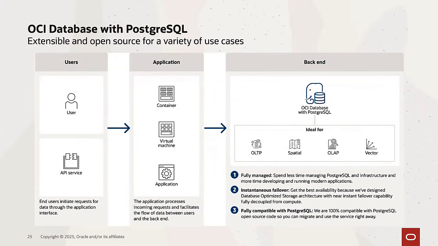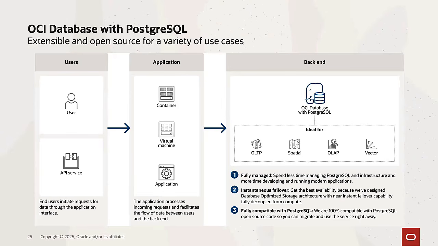OCI Database with Postgres is extensible and open source for a variety of use cases. This is a view into how our customers use it. You can log in directly to the Postgres database via SSH, for users, or your application can come in via an API. We've seen the application layer deployed via containers, virtual machines, really a variety of ways. As it processes incoming requests from the API or from users, it serves them to the backend, which is where your database would live.